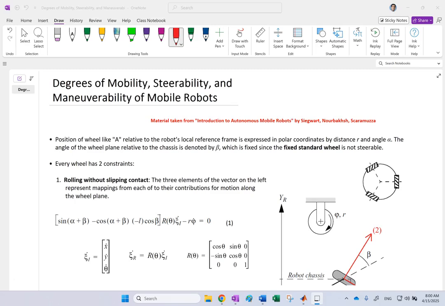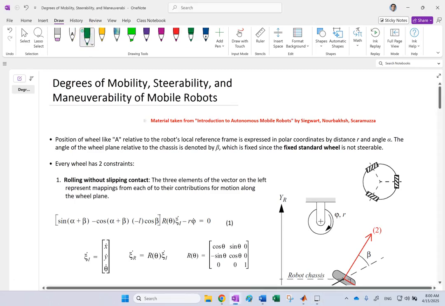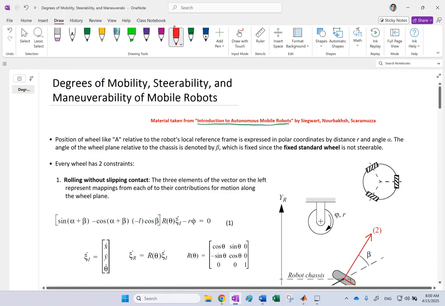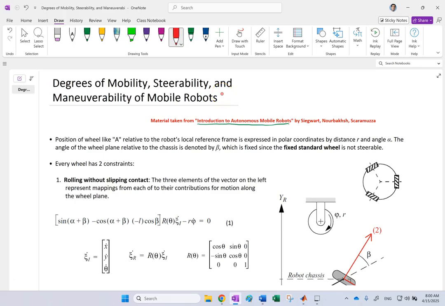The material in this video is coming from this amazing book, Introduction to Autonomous Mobile Robots by Siegwart, Nourbakhsh, and Scaramuzza. This is one of the absolute best books out there for learning about mobile robots. So the material is all from this book.